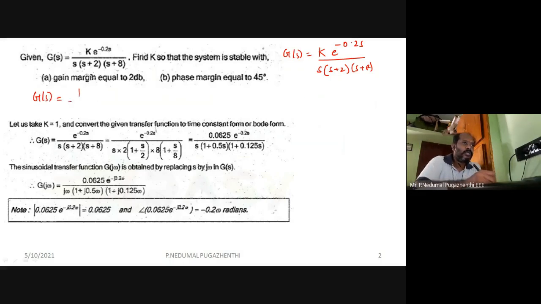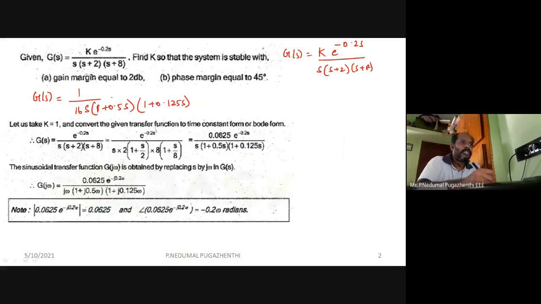Now the problem says that G of s is provided as K into e power minus 0.2 s divided by s into (s plus 2) into (s plus 8). The transfer function is not in the time constant form, so I convert it into the time constant form. I take 2 and 8 outside the denominator, so I will get 1 by 16 into s into (1 plus 0.5 s) and (1 plus 0.125 s).